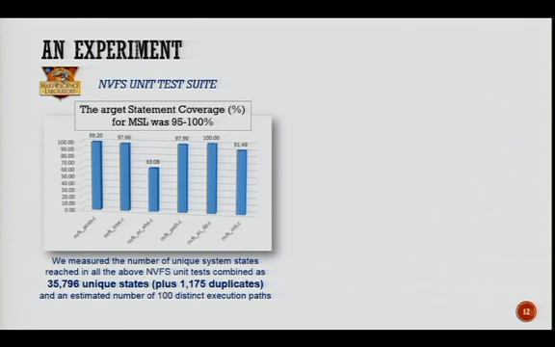If we would have made this more thorough at the time, we may have been able to avoid 1 or 2 anomalies that happened in flight on MSL. So there were only 1,175 revisits of these states, 35,700 some unique states.